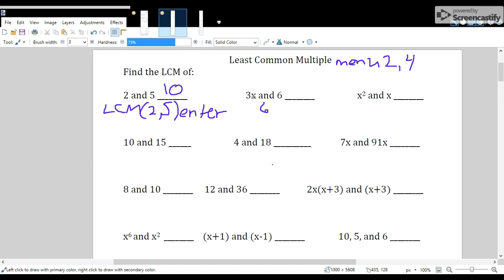And then you choose which one has more X's, and you put that next to the number. So we have 6x is your least common multiple. X squared and x, the least common multiple would be x squared. You choose the x with the bigger exponent.